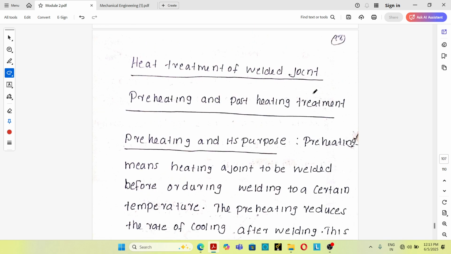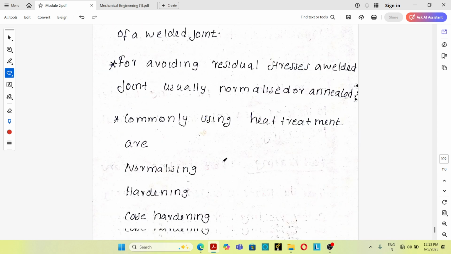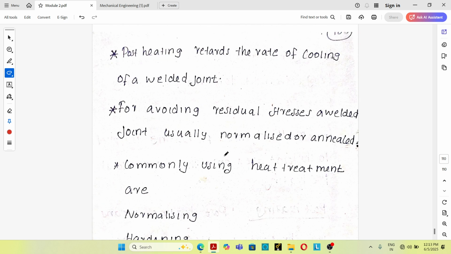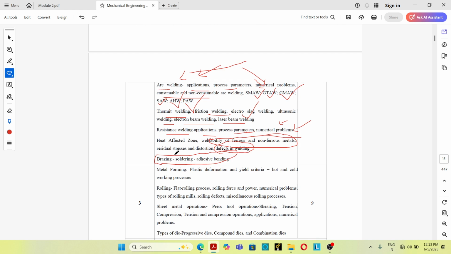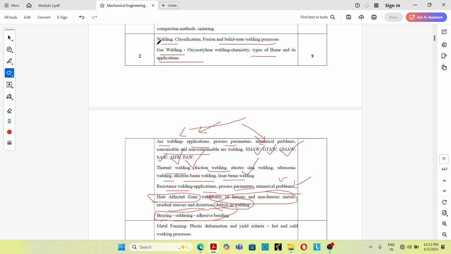Then heat treatment of welded joints. What is the purpose of heat treating welded joint? You have to have an idea about heat treating welded joints. Then residual stress and distortion, residual stress in welding. So these are the topics in second module. So second module, majority of topics are welding, and we have brazing, soldering, and adhesive bonding also there.